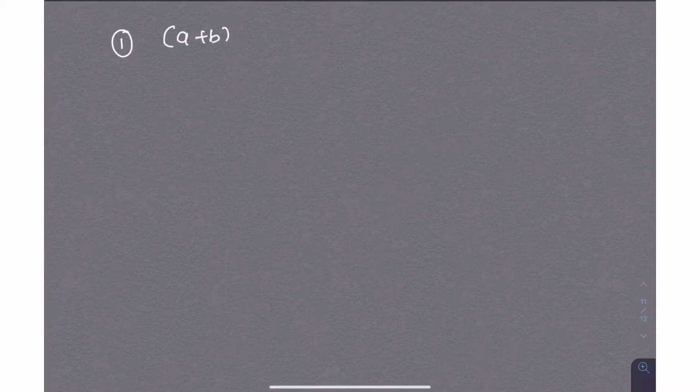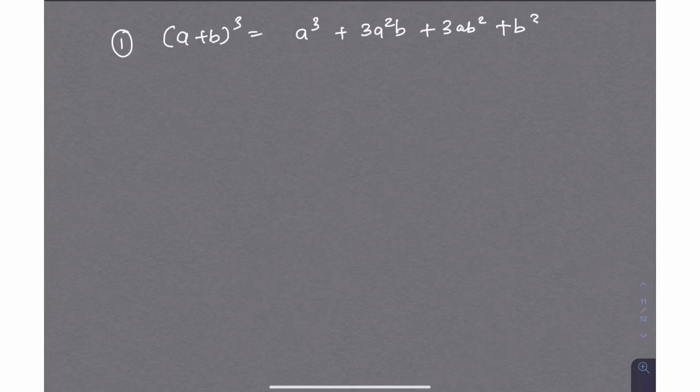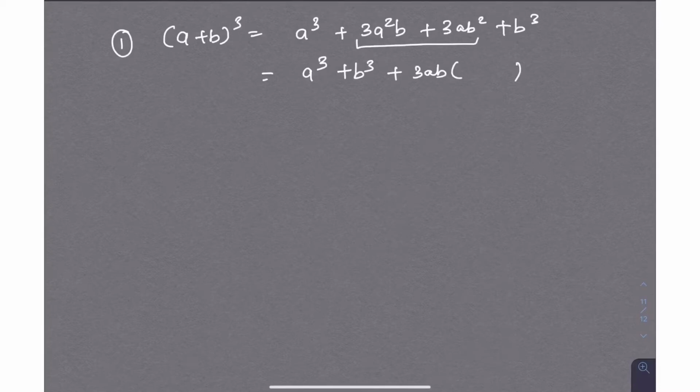a plus b the whole cube. The formula for a plus b the whole cube is a cube plus 3a square b plus 3a b square plus b cube. If you want, you can rearrange the formula and write this as a cube plus b cube plus, now from the second and third term we can take 3ab common, because both the terms contain 3, a and b. If I'm taking ab common, what will come inside the bracket is, from the first term we'll get a, and from the second term we'll get b.